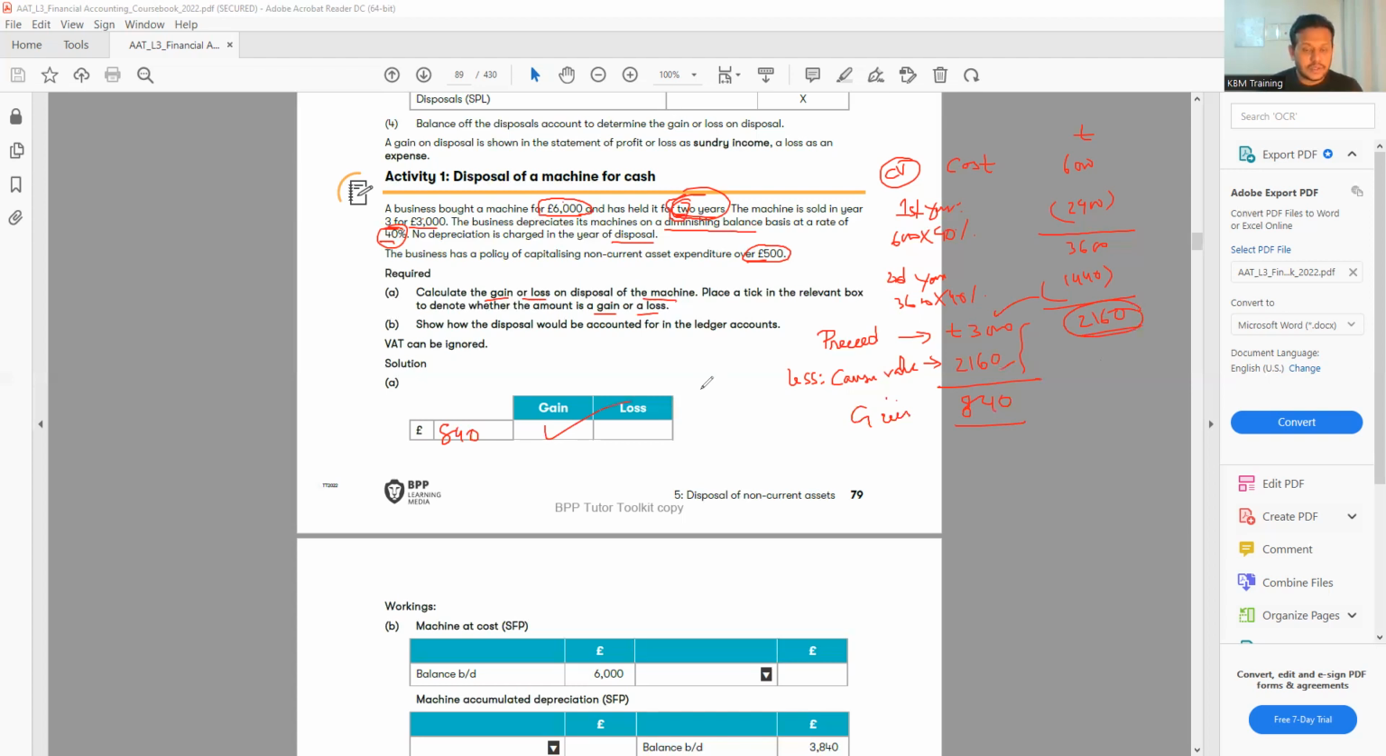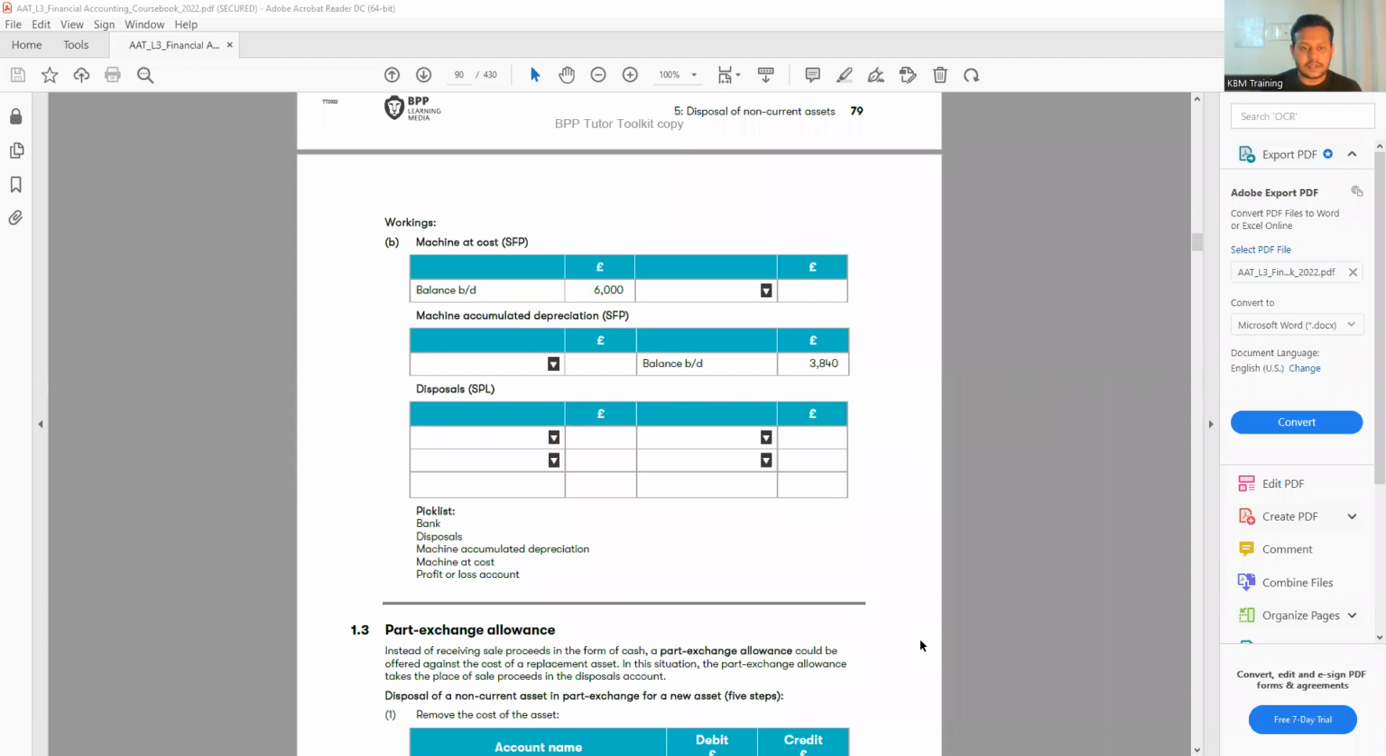All right, so any question from anyone from this gain calculation? Anyone have any confusion how to calculate the gain? You can ask me now before I move to the next requirement, the ledger account. All right, very well done. Let's move to the next one then, how to record on the ledger account.